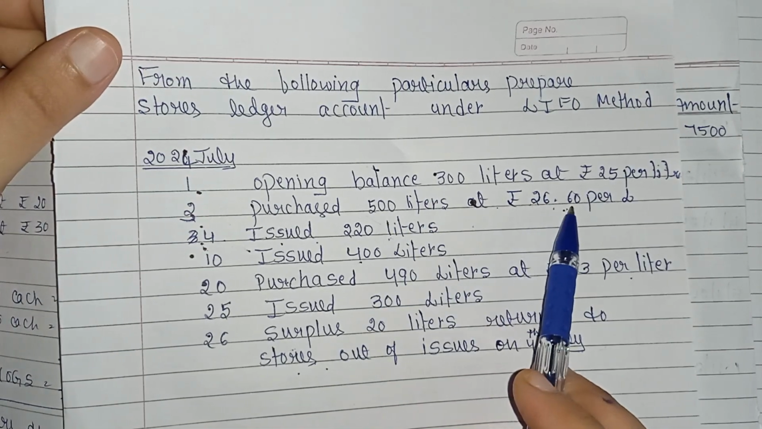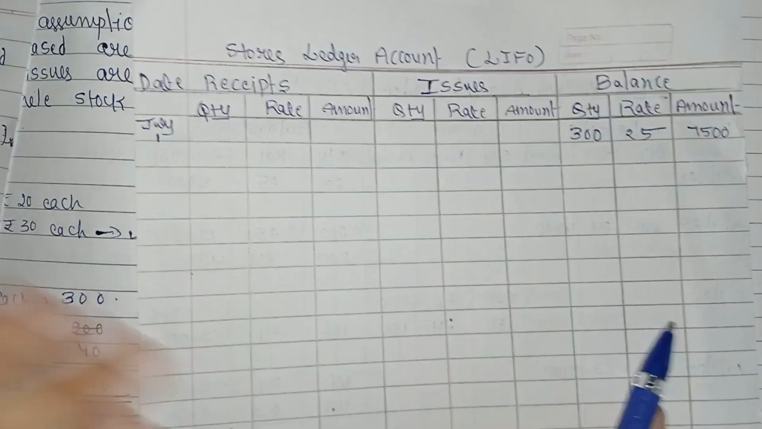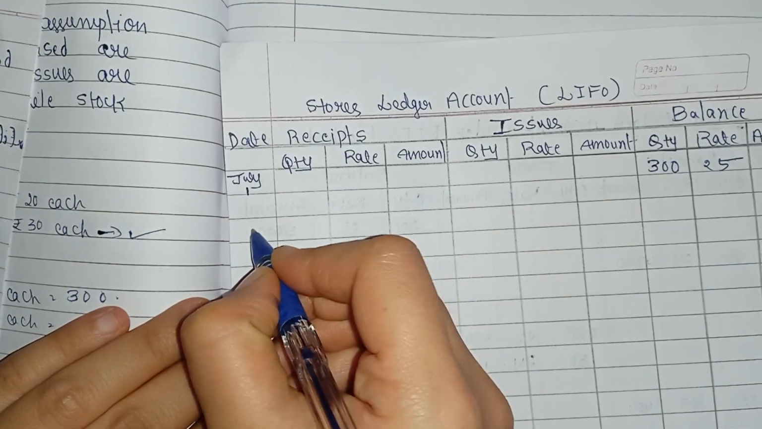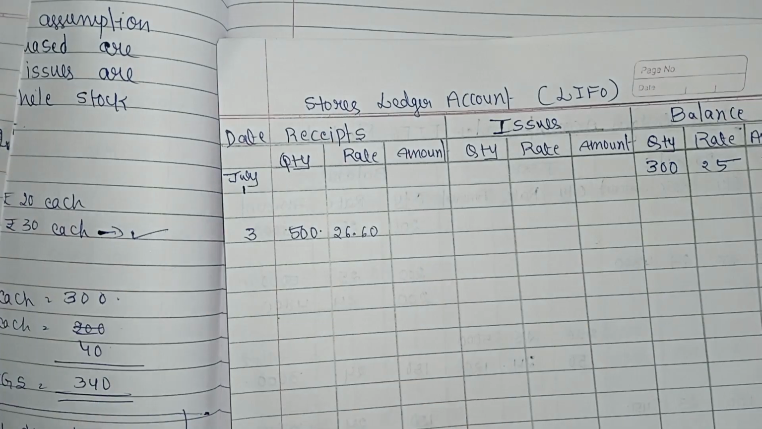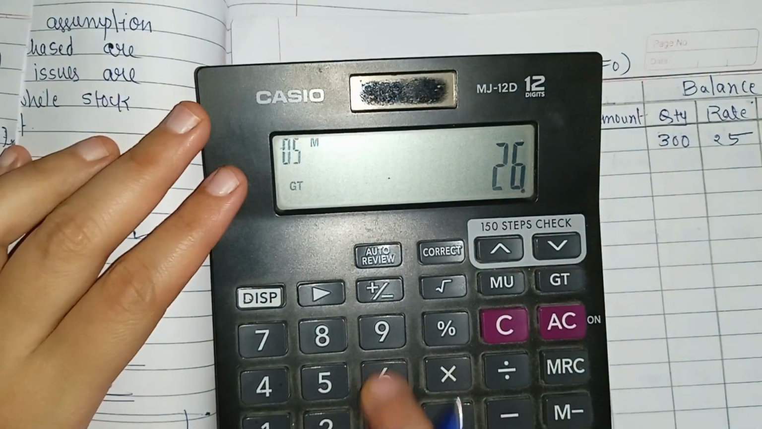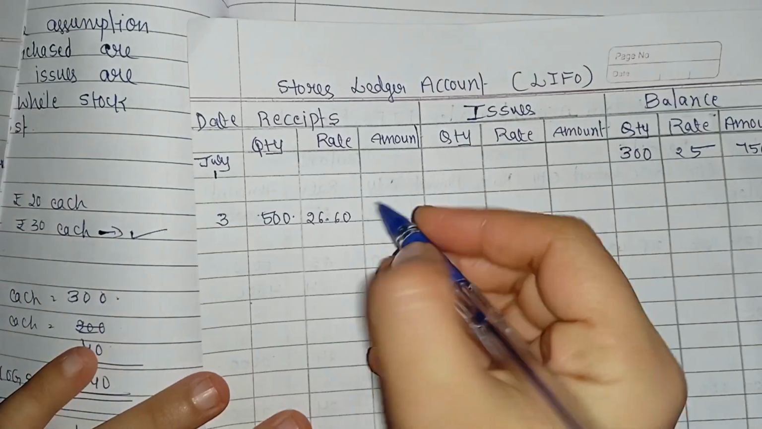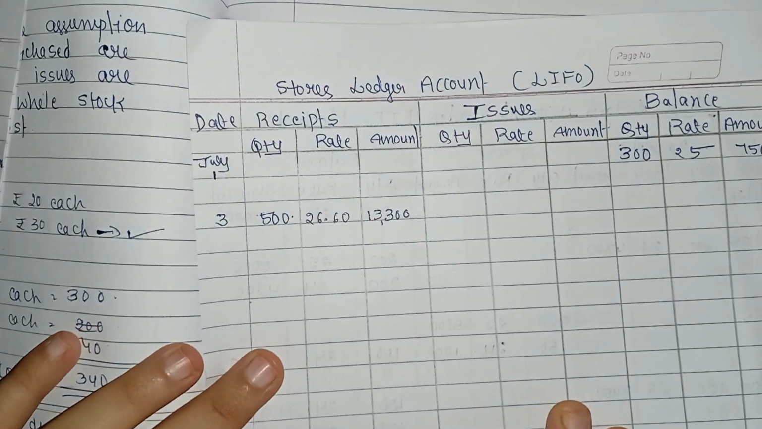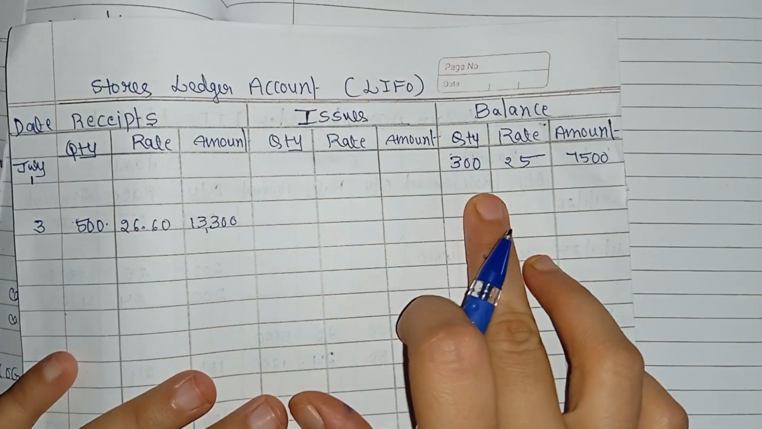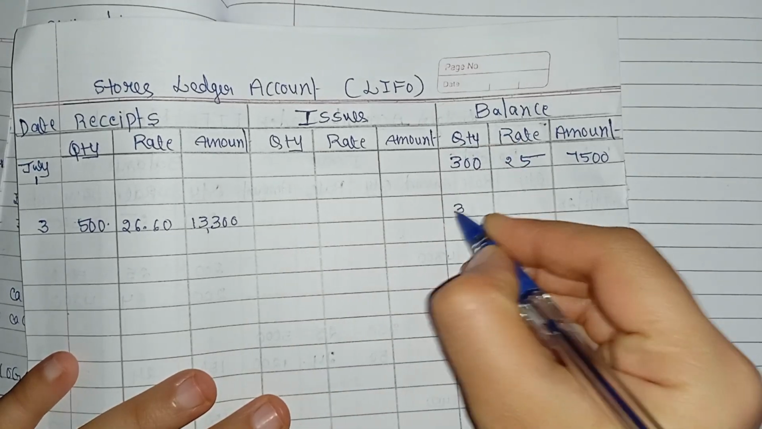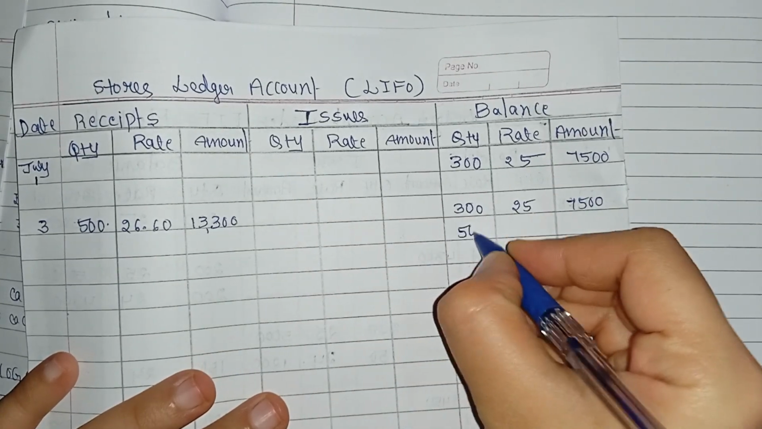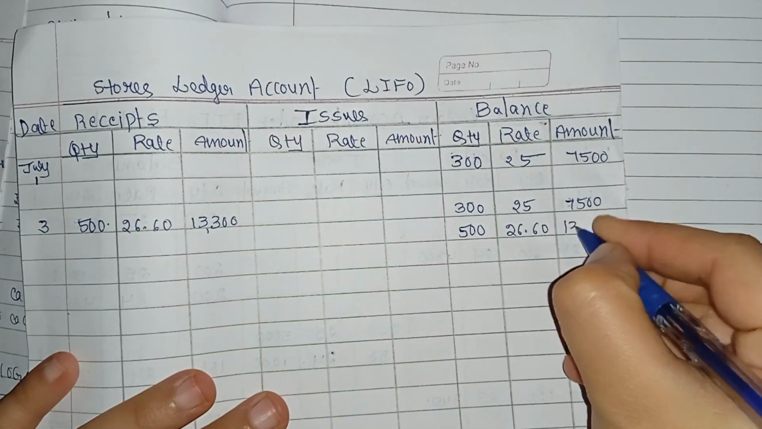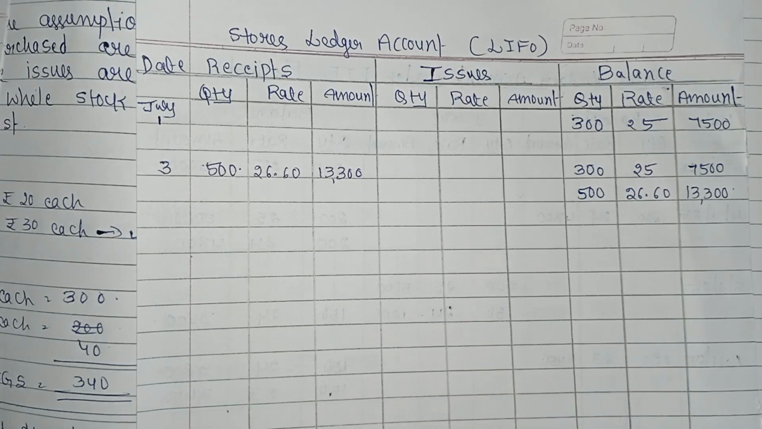Next, on July 3rd, we purchased 500 liters at rupees 26.60 per liter. Purchased means received. Go to the receipt column. First you need to write down the date, that is 3rd. 500 liters at rupees 26.60 per liter, means 500 into 26.60, that equals rupees 13,300. Now go to the balance column and write down the oldest stock first. That is 300, the stock remaining with the stores, and 500 at the rate of 26.60 amounts to rupees 13,300. Clear?